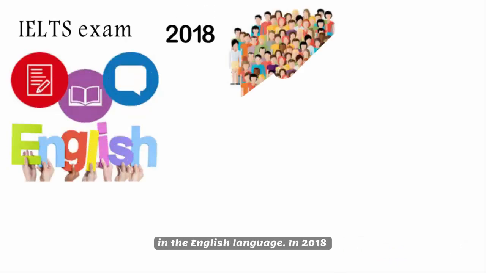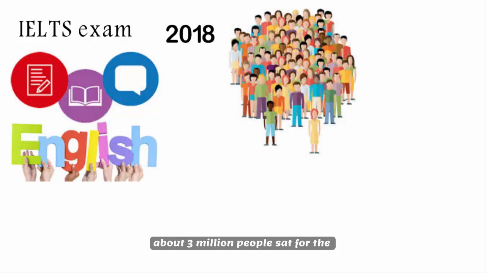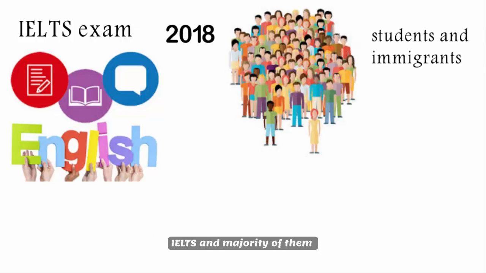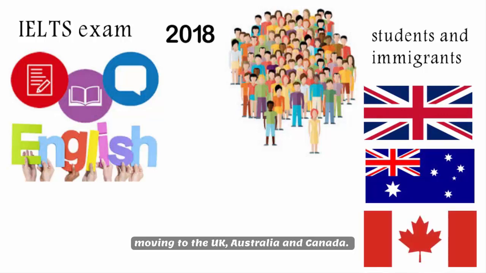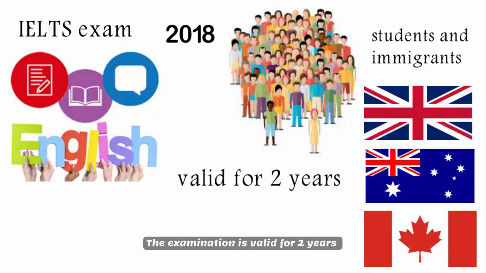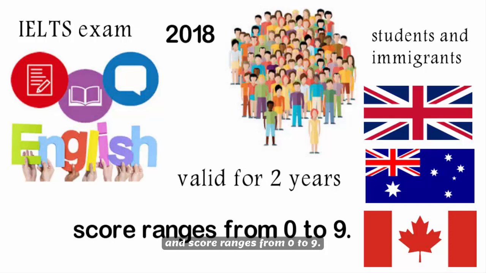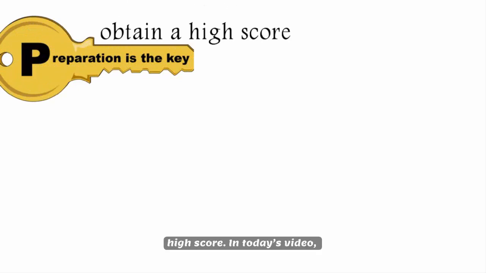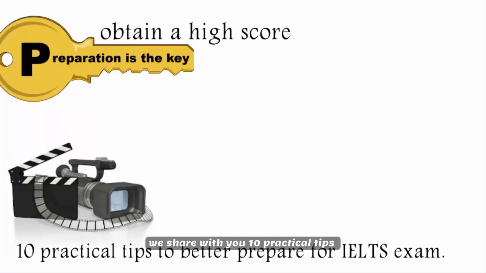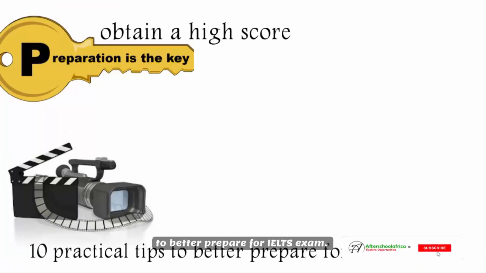In 2018, about 3 million people sat for the IELTS, and the majority of them were students and immigrants moving to the UK, Australia, and Canada. The examination is valid for 2 years and the score ranges from 0 to 9. The IELTS exam requires proper and adequate preparation to obtain a high score. In today's video, we share with you 10 practical tips to better prepare for the IELTS exam.